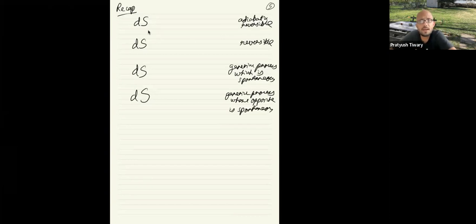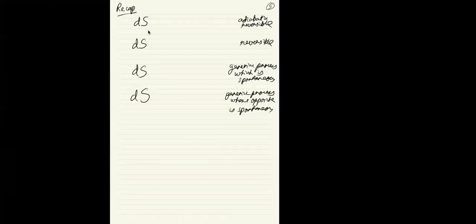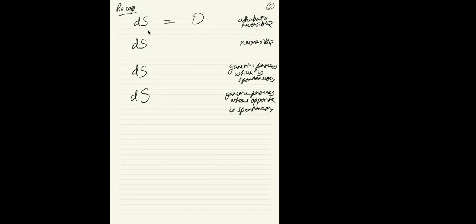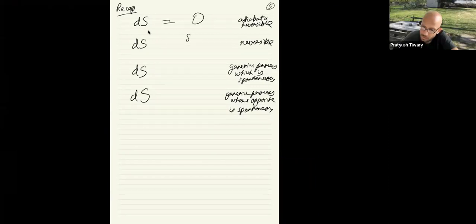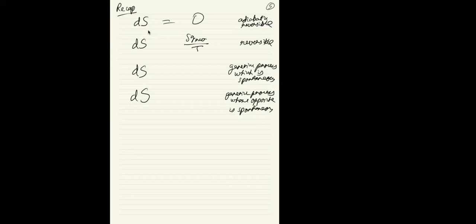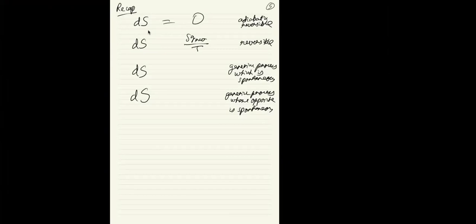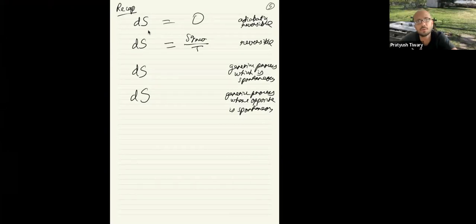What can we say for dS in the first one? 0, because it's adiabatic reversible. What can we say about dS in the second one? It won't be an equal to. That's your hint. Someone apart from Sanjana? Delta Q reversible over T, but an equal or more than? More than. Matt, think again. Oh, sorry, equal, right? dS is equal to delta Q reversible by T.